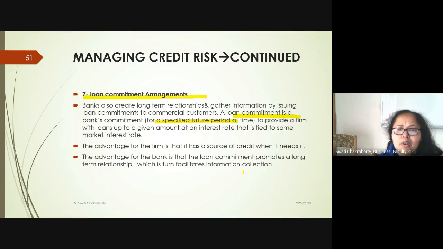What is the advantage? The advantage for the firm is that it has a source of credit whenever it needs it. For the bank it is also an advantage. The loan commitment promotes a long-term relationship, because the bank will get returns from those loans for a long term, which in turn helps in facilitating information collection. Okay.